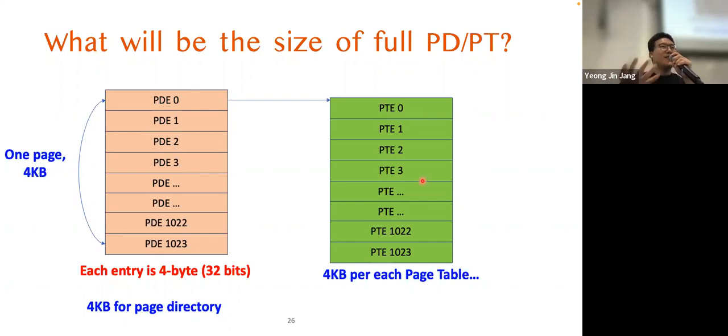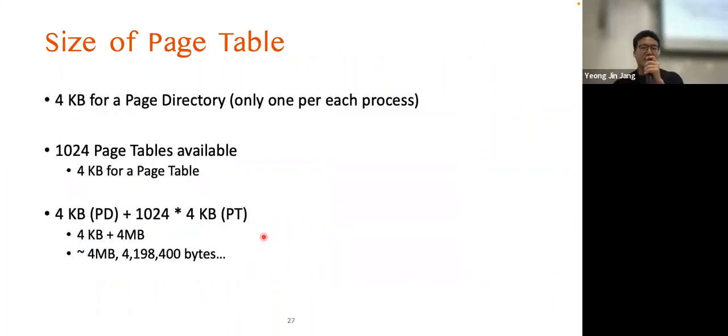But if we have another translation, for example some arbitrary address that needs to be translated on PDE 3, then we need to create a page table for that. So that will require us to use 4 kilobytes more memory just for managing the translation. So let's take a look at how the size of the page table would look.